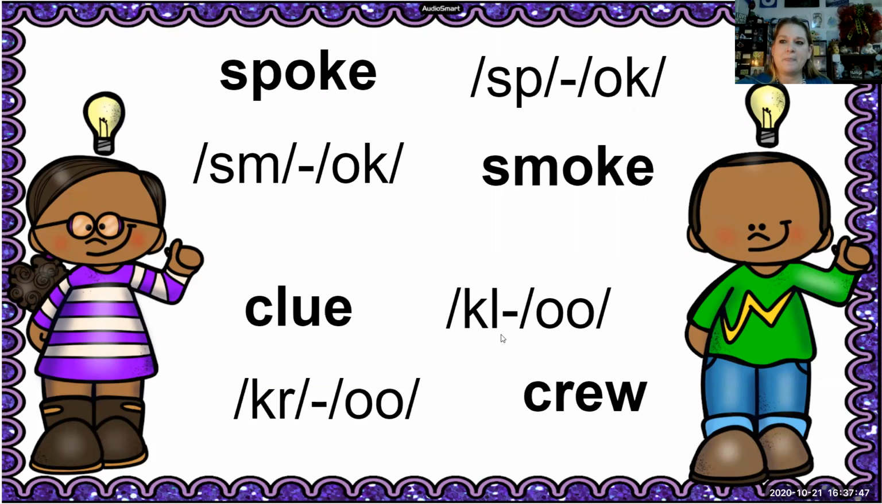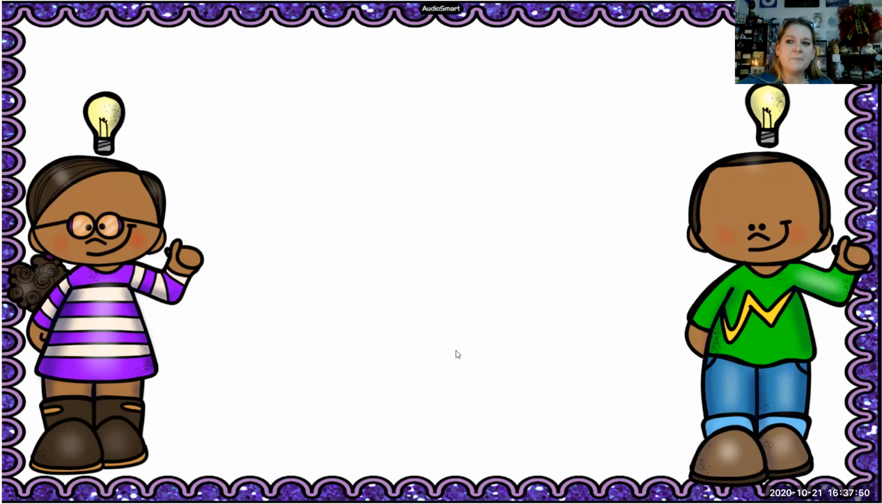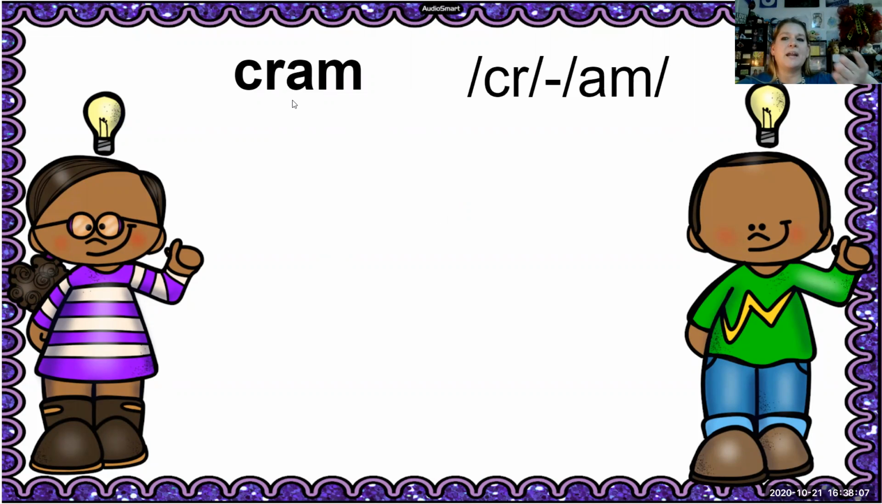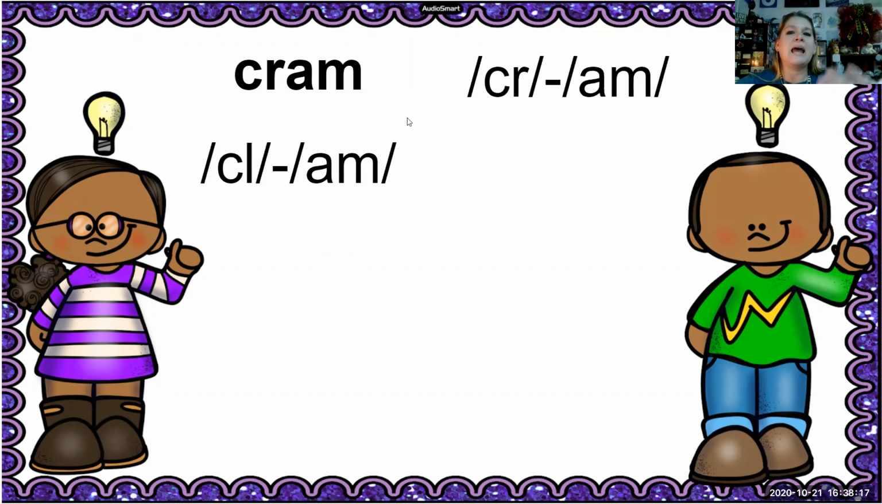Good. All right, and we got one more word. It says try to cram everything in the suitcase. Say that with me. Try to cram everything in the suitcase. So the onset is cram. But I want to get rid of the r part, and now I want it to say cl, clam. So the new word on the curve is clam, clam.